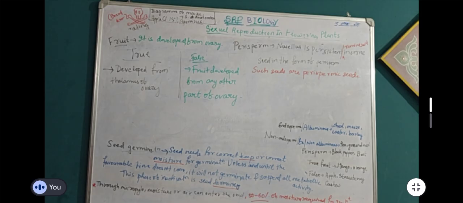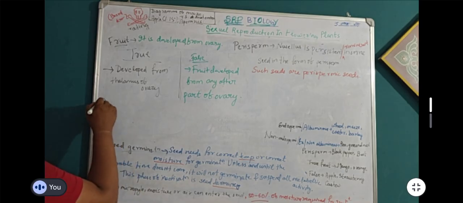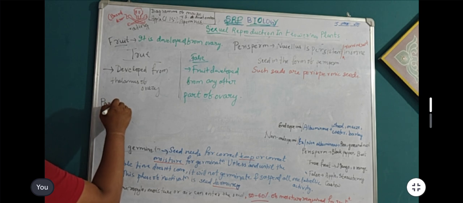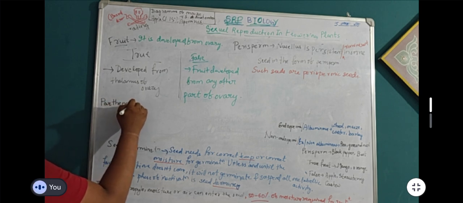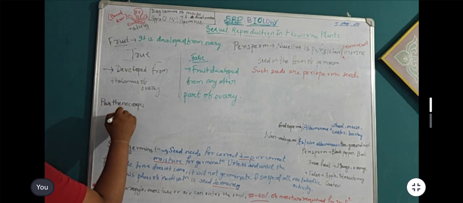Then again, there are types of true fruit and different types of false fruits. If you want, I can make another session for these things, but from the board exam point of view, that is not important here. But another type of fruit is there, which is called parthenocarpic fruit. What are they?